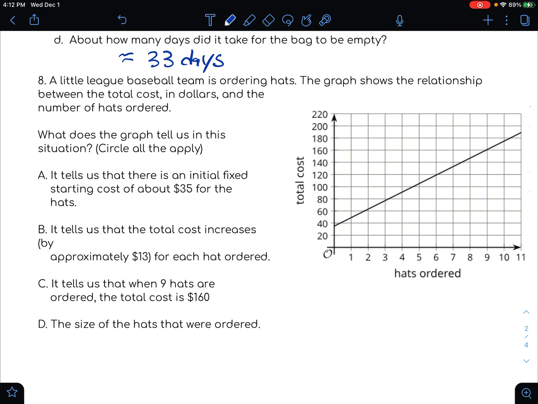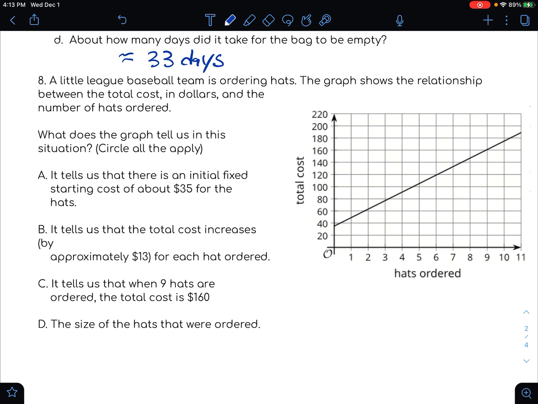Number 8. A Little League baseball team is ordering hats. The graph shows the relationship between the total cost in dollars and the number of hats ordered. What does the graph tell us in the situation? Circle all that apply. Okay, so let's go through this one by one.